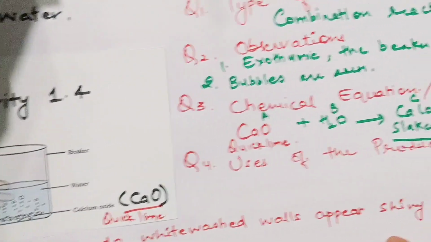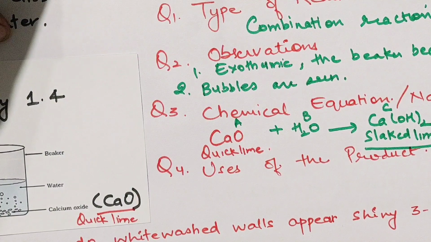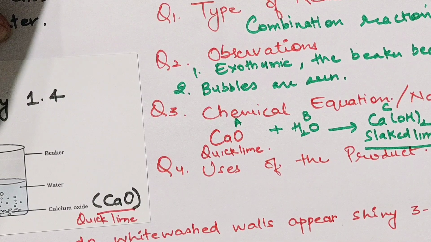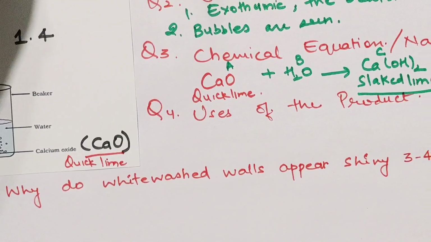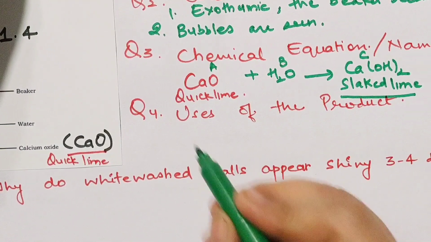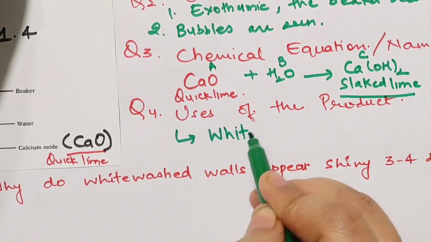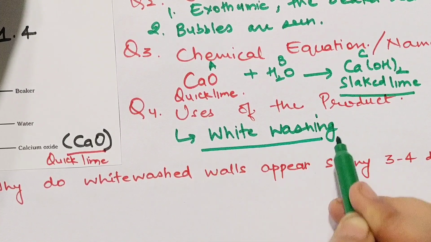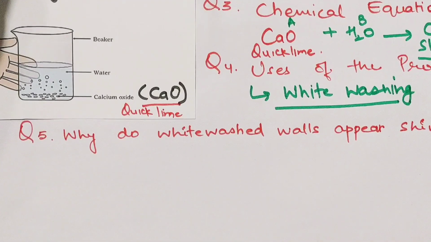So the next observation is, you simply can write bubbles are seen. You can also say hissing sound was heard. You can also say the solution started boiling. They all will count as the same observation. Okay. Now, uses of the product. The product here is slaked lime, and it is used for whitewashing. Okay, it's a whitewash.